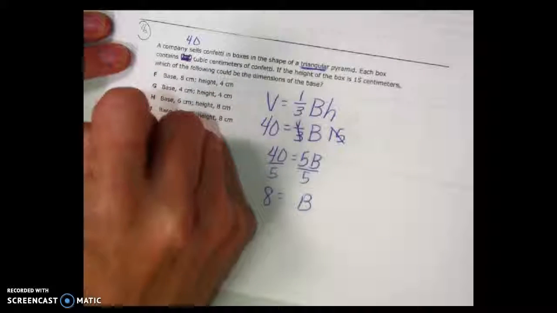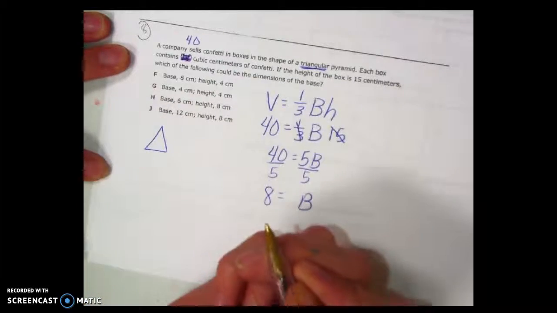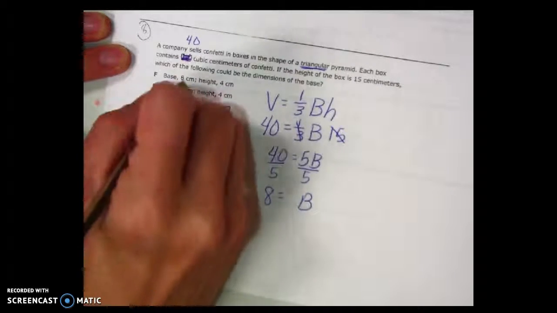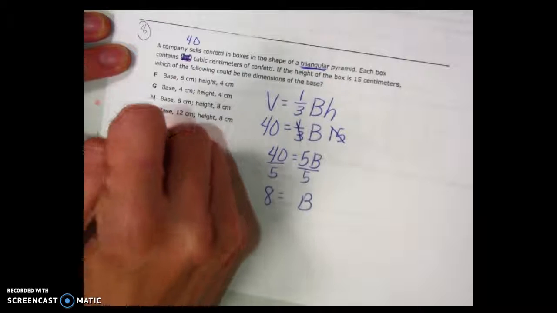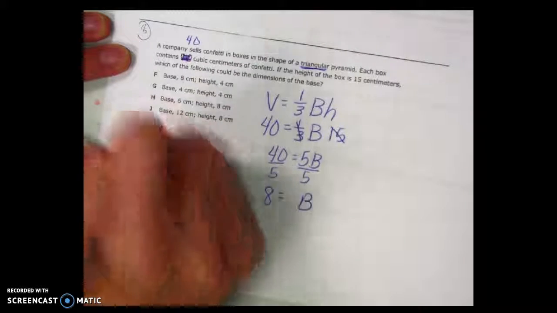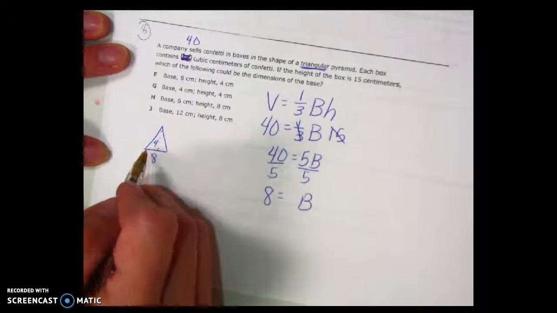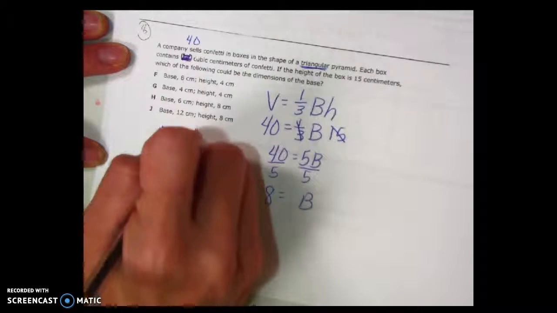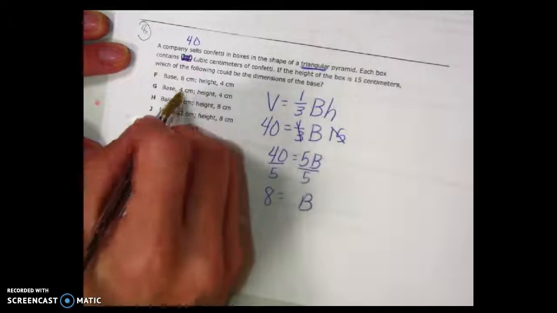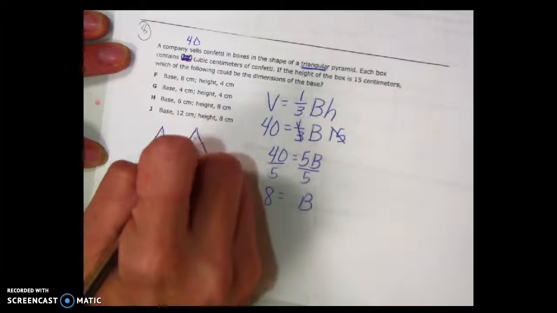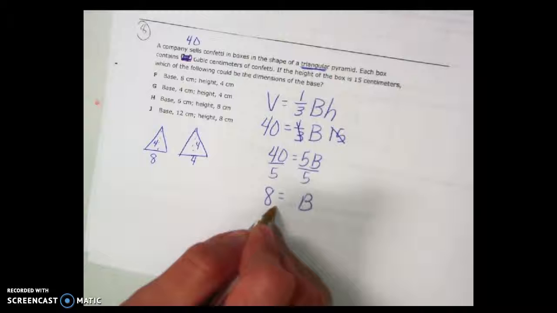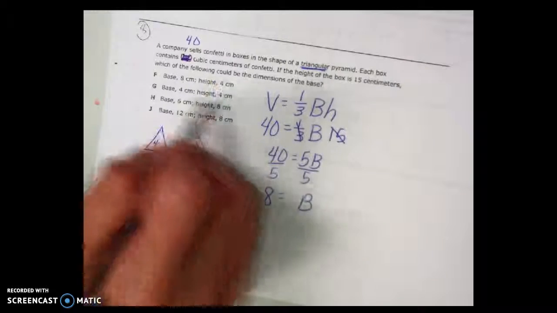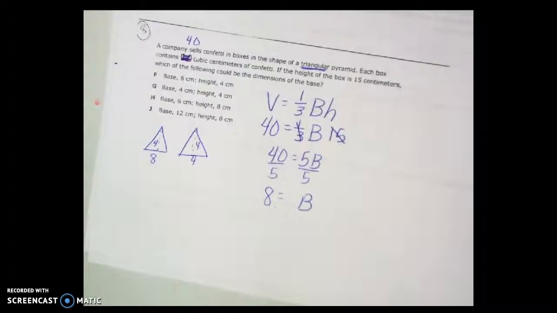So these are all triangles. And like this first one, F, the base is 8 and the height is 4. So if this would give me an area of 8, then that's my answer. Okay, if not, then try the next one. A base of 4 and a height of 4. See if that would give you an area of 8. See which of these triangles would give you an area of 8.